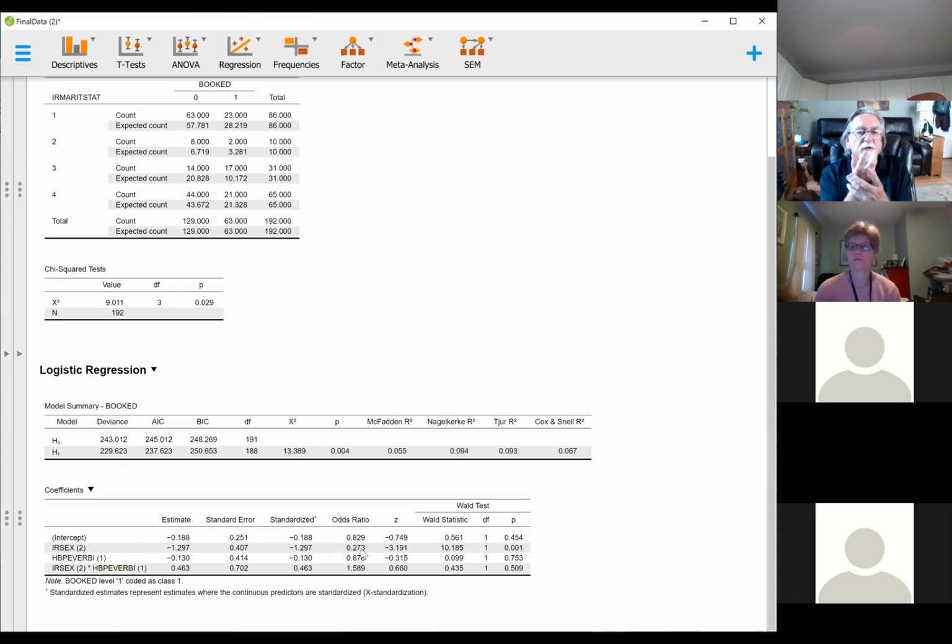Now, if we reverse the scales there, if we had made booked 0 and not being booked 1, we would probably have seen an odds ratio of greater than 1 that would have said, you know, males are more likely to be booked. But because of the way the scales are here, logistic regression is always directional. As you go from one level of whatever the predictor is to the next level, what happens to the outcome variable or the predicted variable going from status quo to experimental?